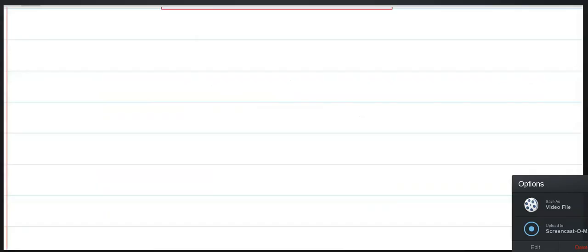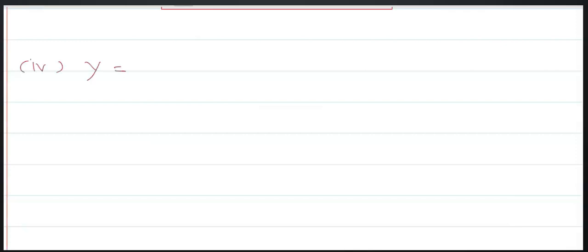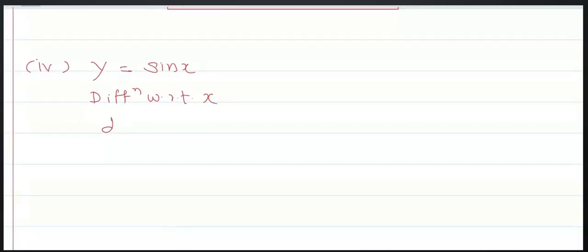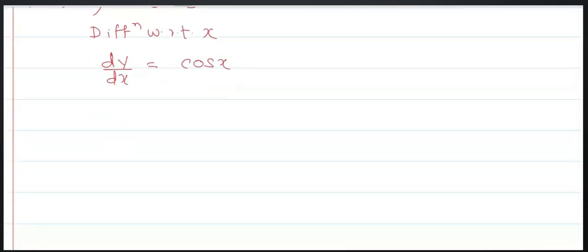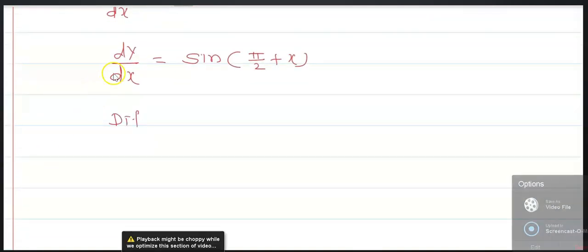Now see this here. y is equals to sin x. Now differentiate this with respect to x. d by dx of sin x is cos x. Therefore, dy by dx, the derivative of sin x, is cos x. Now, again, this cos x can be converted into terms of the sine. Very interesting. That is, dy by dx is equals to, cos theta is equals to sine of 90 plus theta, that is sine of pi by 2 plus x.